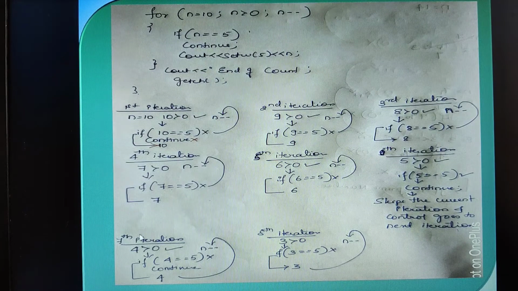Again, see, when it comes to the 7th iteration, 4 is greater than 0. Yes, the condition is true. Again it checks whether 4 is equal to 5. The condition is false. Continue will never execute. In fact, the control goes and decrements. So 3 it becomes. 3 is greater than 0. Yes. 3 is equal to 5? No. Again n gets decremented.